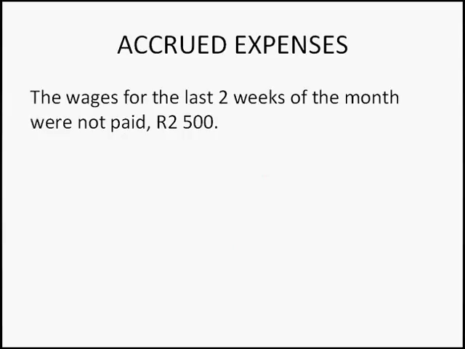Okay, the next example is for accrued expenses. So accrued expenses means I should have already paid the expense, but I haven't. It means it belongs in this financial period, and I should have shown it, but I haven't shown it yet. For example, the wages for the last 2 weeks of the month were not paid, 2,500 rand. So what are the two accounts involved? Well, firstly, wages, because that's what we're paying, and because we pay wages in cash, and we haven't paid it yet, it means that we've got accrued expenses.